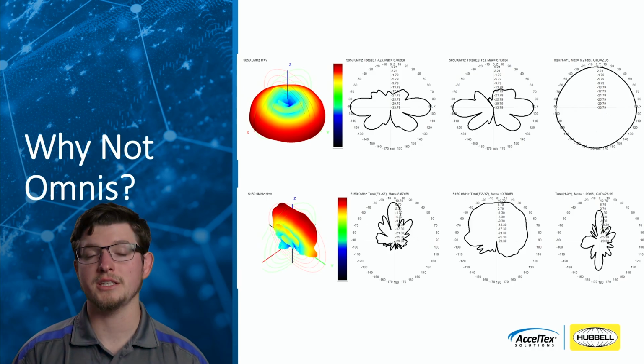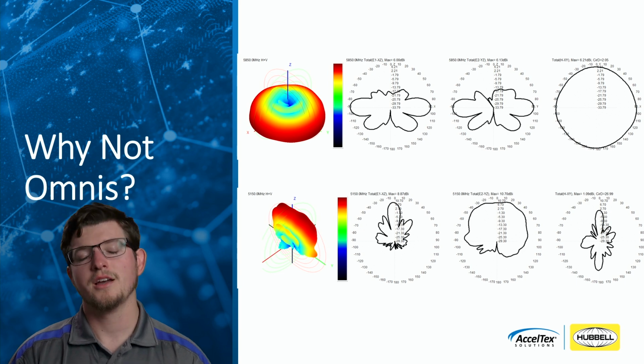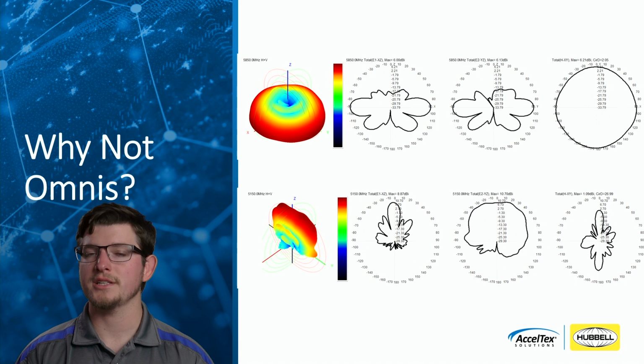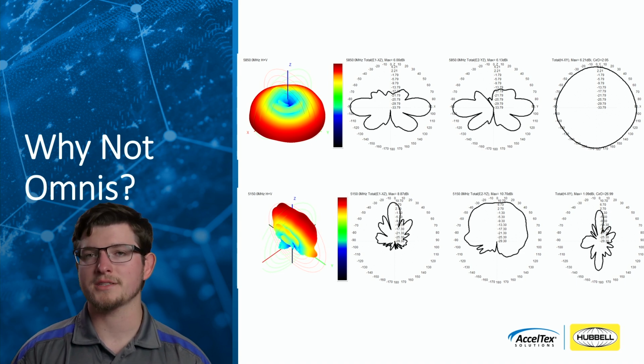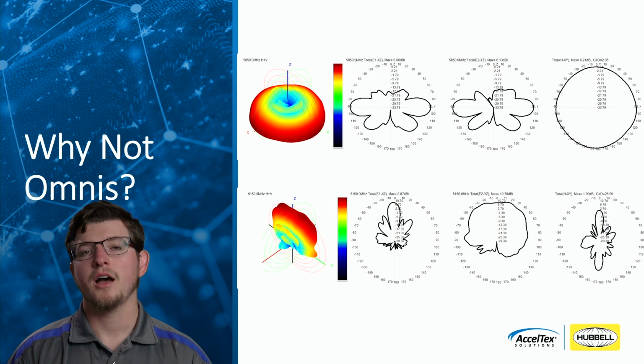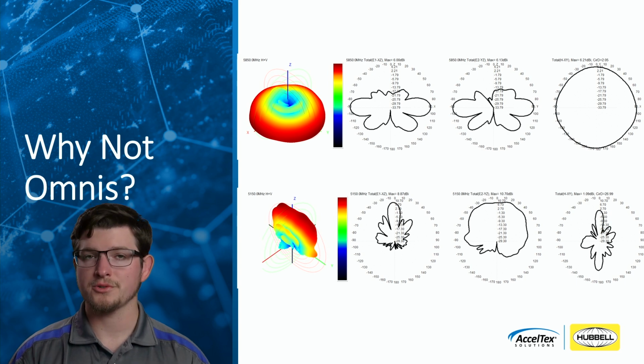So the issue that I would like to address also that comes up a lot is why not Omnis? So we kind of addressed this earlier with the ceiling height factor. The top Omni you see there, that's more of a true Omni. It's a donut-shaped pattern. It's almost completely dedicated to the horizontal plane. It has almost no down tilt to it. Most of your internal Omnis you'll see do have some amount of down tilt to them.